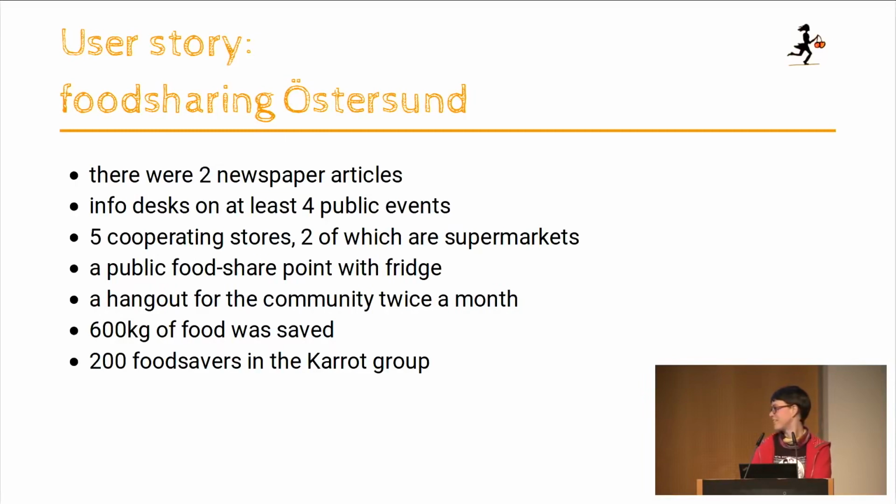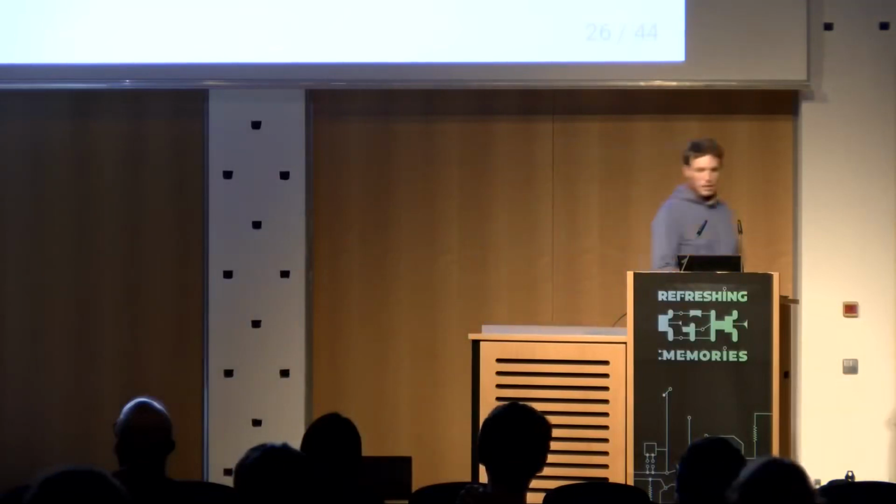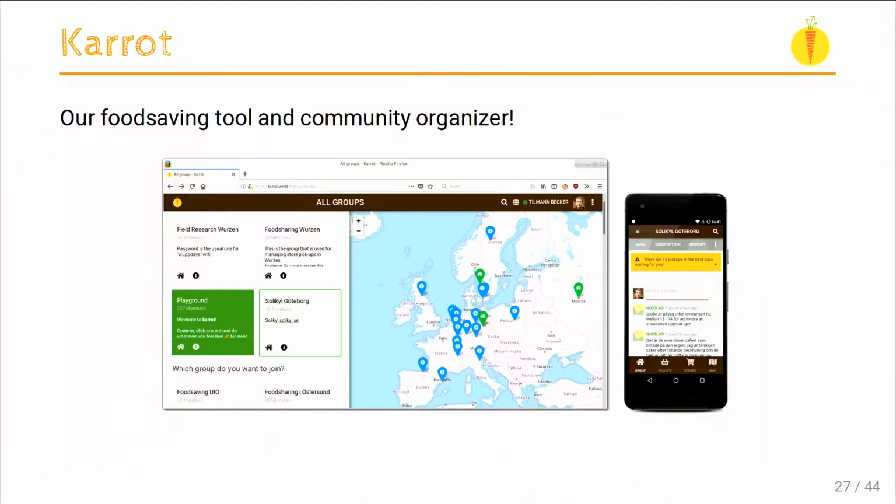So, what actually is this Carrot thing? So, yeah, Carrot is our contribution to help food-saving groups grow. It's an open source web app that gives each group their own space for organizing, because sometimes just not using computers doesn't cut it anymore.